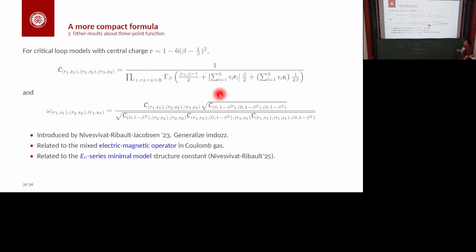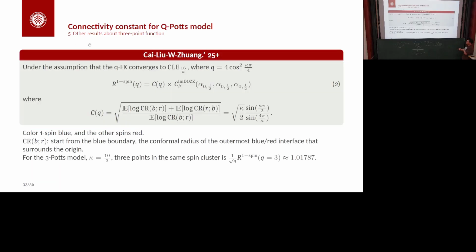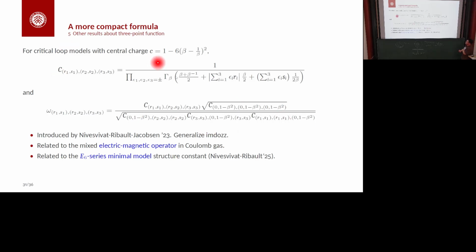This omega function is also written by the double gamma function, but it's much more complicated. You see there are some absolute values here which somehow break the shift equation. This formula can be thought of as a generalized imaginary DOZZ formula from the diagonal field to the non-diagonal field. This formula was introduced by Ribault and Jacobsen. And this is also related to the imaginary Liouville, or the Coulomb gas, some mixed electric-magnetic operator, which is not a diagonal operator. And also recently, this was shown to be related to the E-series minimal model structure constant.